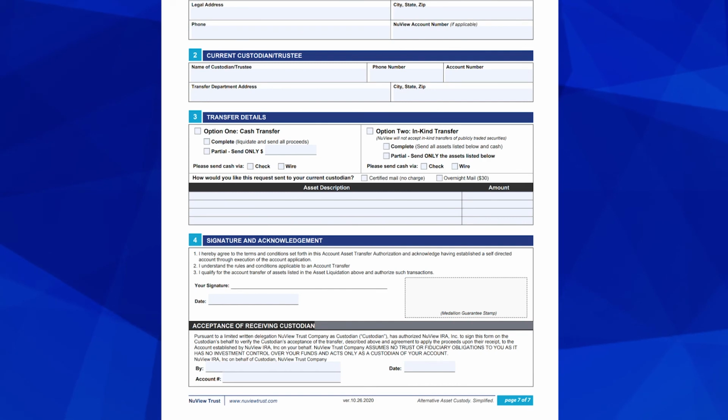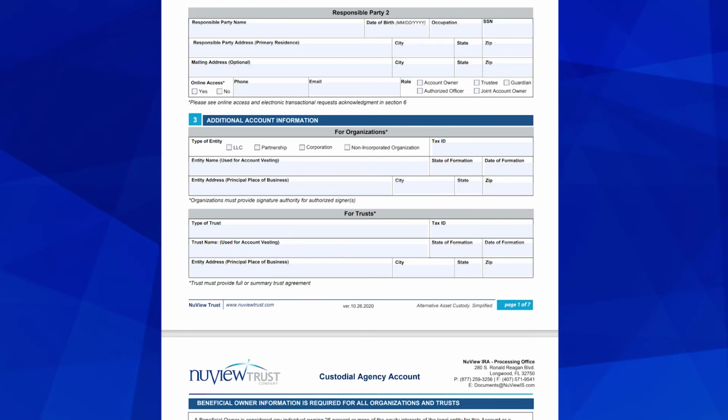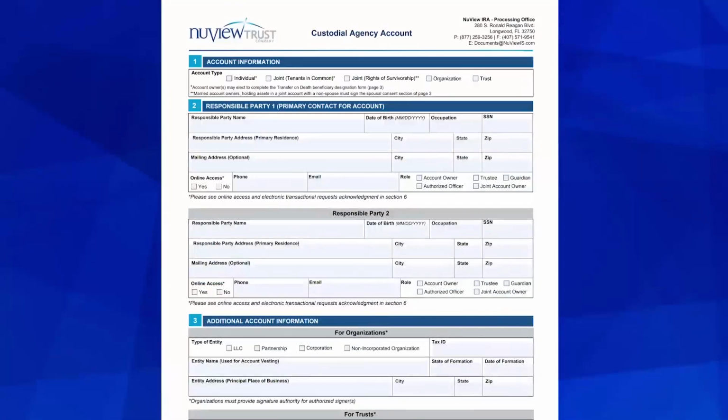That is the custodial agency account application. Again, this account is established on behalf of non-retirement accounts: non-IRAs, non-401k record-keeping plans, whatever it may be. These are simply everything else that is not a retirement account.